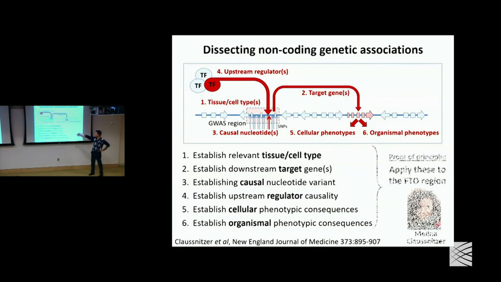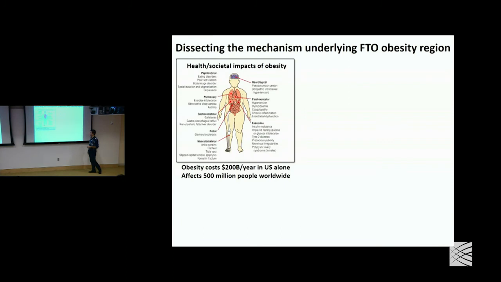Namely, to start with the region of association, find the relevant tissue, the target genes, the causal nucleotides, the upstream regulators, the cellular phenotypes, and the organismal phenotypes. And we're going to do that in the very first slide again on the FTO locus, and this is an incredible collaboration with Melina Claussnitzer, who's now a professor here at the Harvard Medical School.